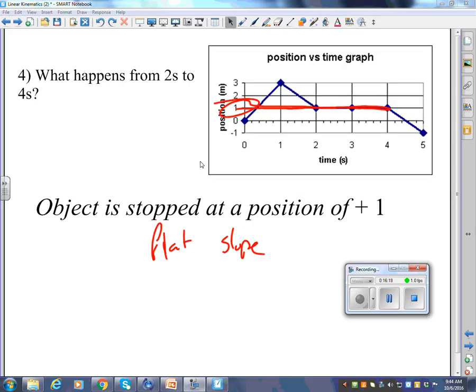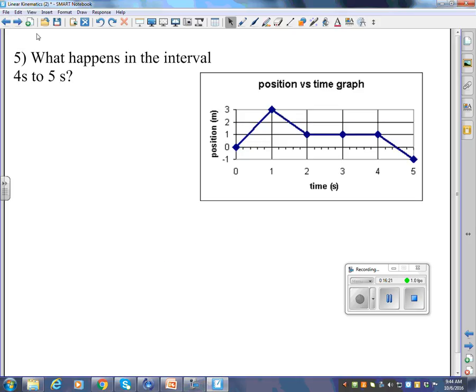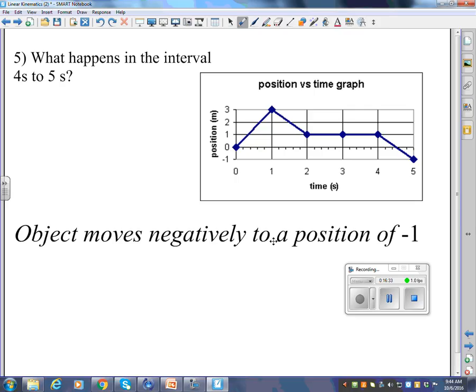Flat slope, stop. What happens in the interval 4 to 5 seconds? Is it still going left? Yeah, still going left. It moves negatively, or left, to a position of -1. In fact, it goes past the original spot. What's the speed there? It goes from 1 to -1, so that's -2 all in 1 second, again -2 meters per second. If I take that slope and put it there, it matches.